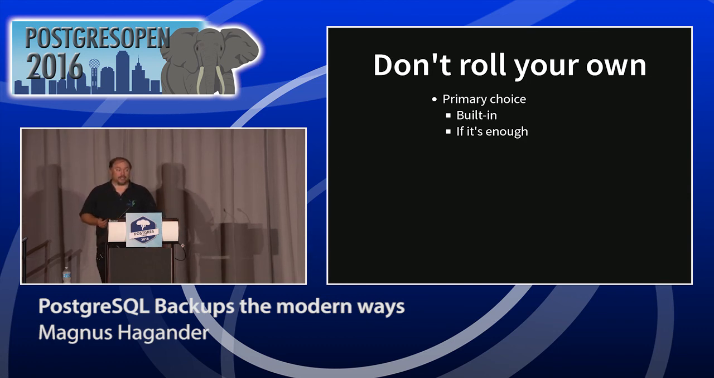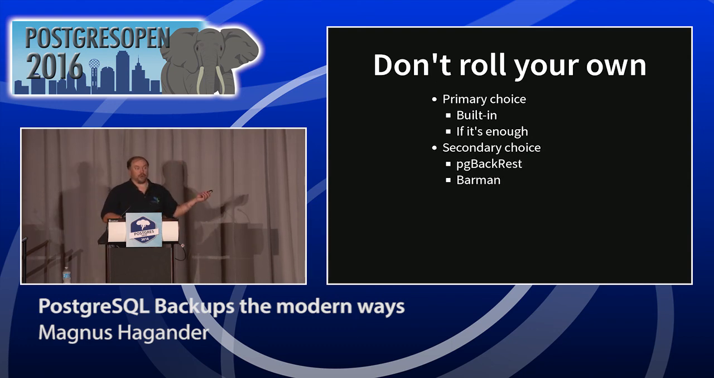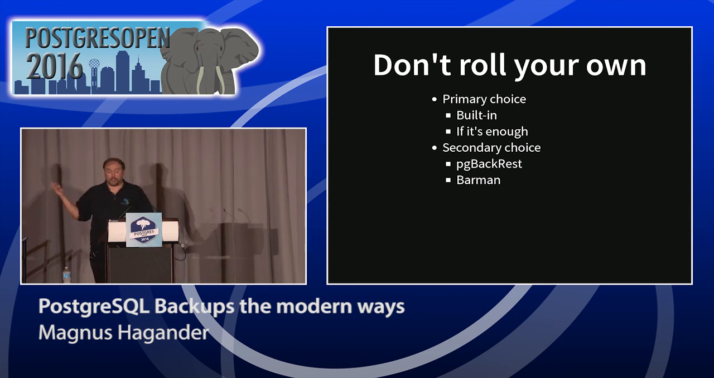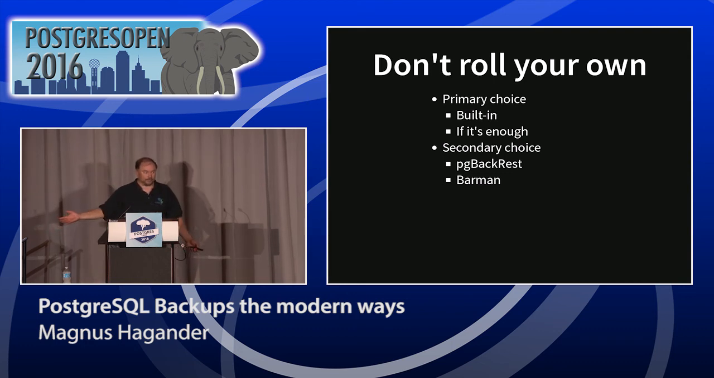If you can't do that, your secondary choice, go use pgBackRest or go use Barman. Look through their feature lists, figure out which one matches your requirements. They each have their different strong points. If your point is, my database is 40 terabytes, I need my backups to be fast, go to pgBackRest because they support parallel backups. Stephen.